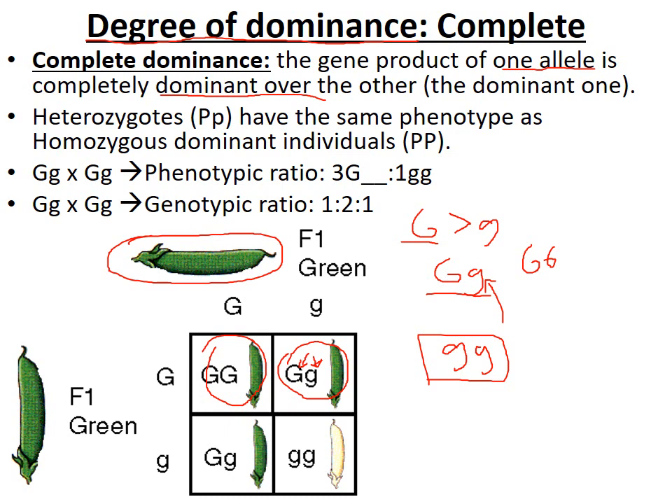However, complete dominance does not always occur. If you do have complete dominance and you do a heterozygous cross, you'll get your 3:1 ratio. For example, 3 green to 1 yellow. And then you'll also get your 1:1 genetic ratio, your 1 big G to 2 big G little g to 1 little g. So your 1:1 genotypic ratio, rather.